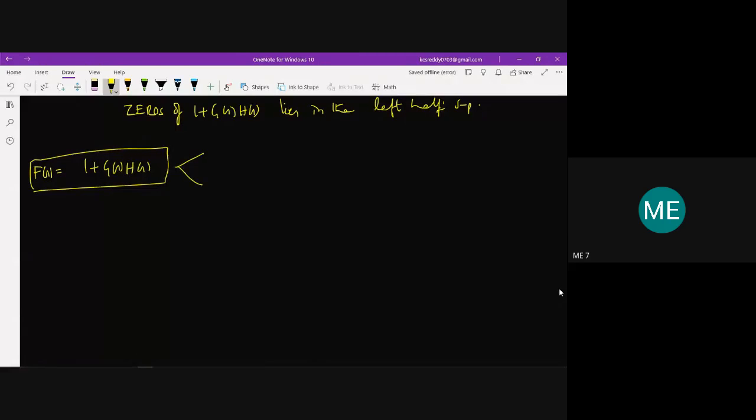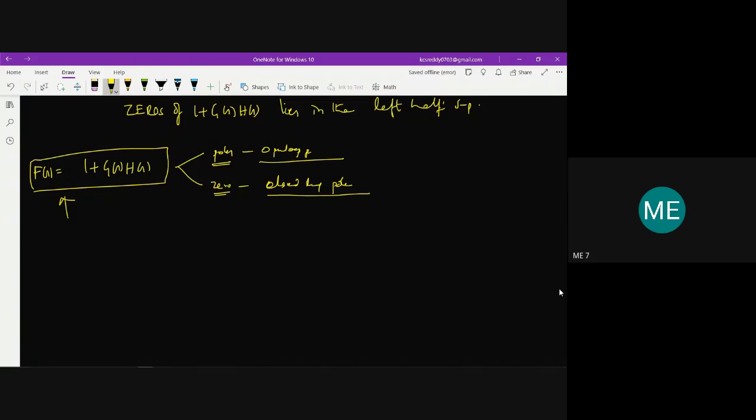The poles of this are nothing but open loop poles, and zeros of this are nothing but closed loop poles. So this is about the pole zero configuration from the Nyquist plot point of view. Poles are open loop poles, zeros are closed loop poles of the given system. So we are taking into consideration F(s), that is 1 plus G(s) into H(s), and based on that we are going to study the stability analysis. This is the first part of Nyquist plot analysis.